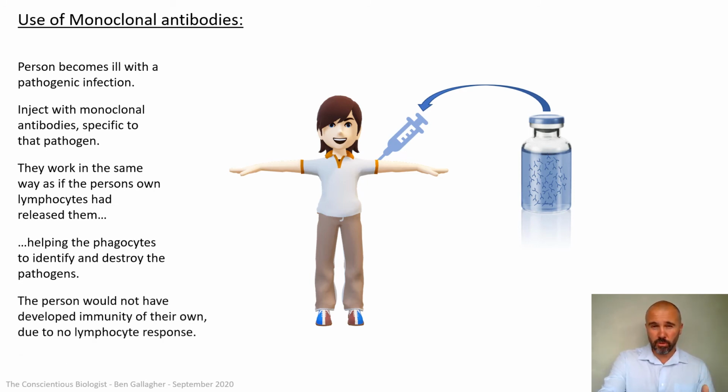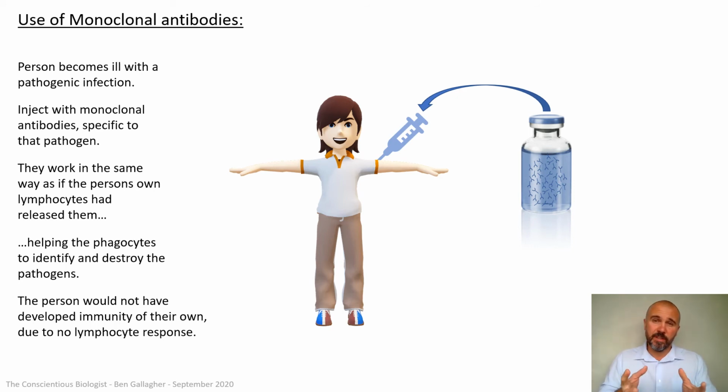Now, of course, the problem with this is that the person that we've injected hasn't actually developed immunity of their own. Because they didn't have their own lymphocyte response, they won't have had a chance to develop any memory cells. So if that same pathogen infects them again, they're still at every single bit as much of a risk as the first time they've got it. Of course, you could just treat them with monoclonal antibodies again.